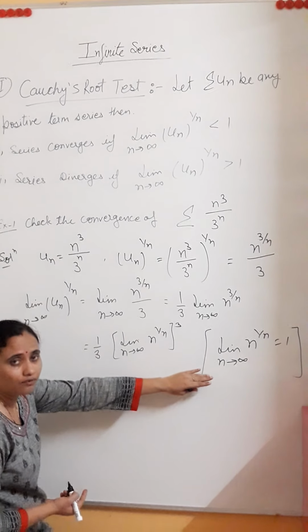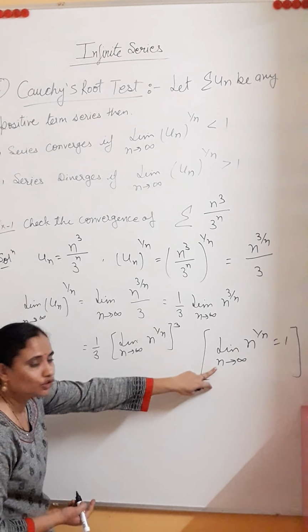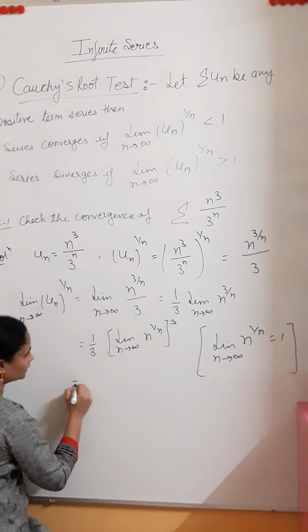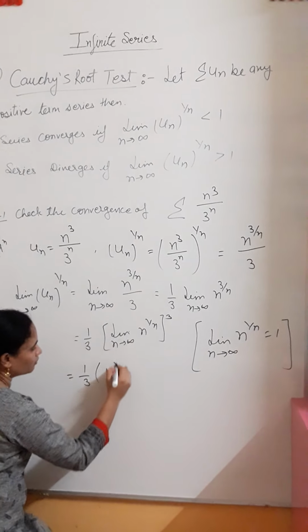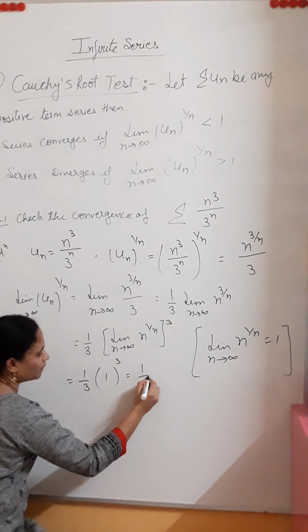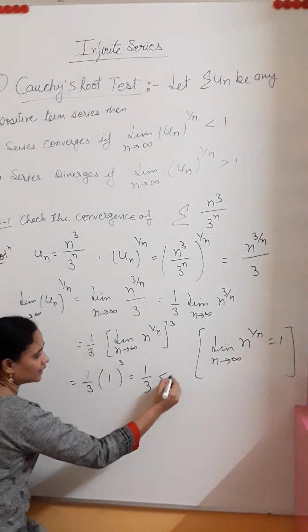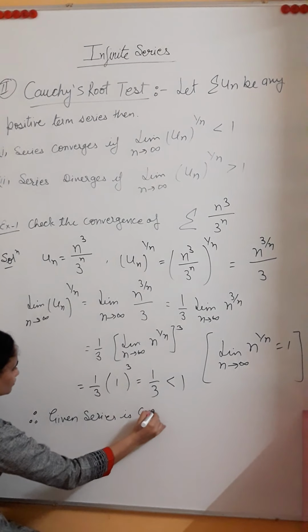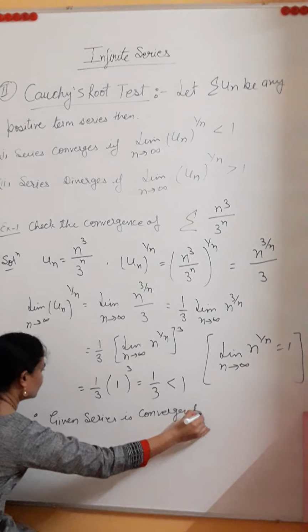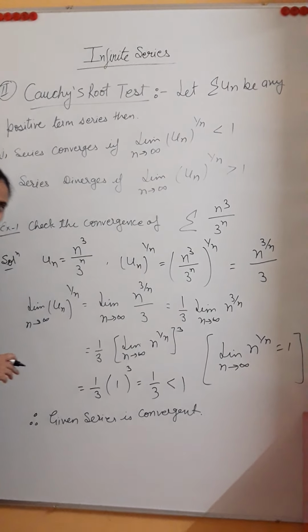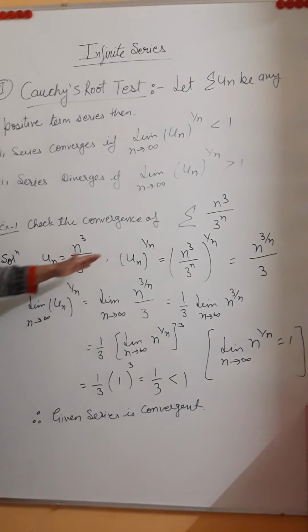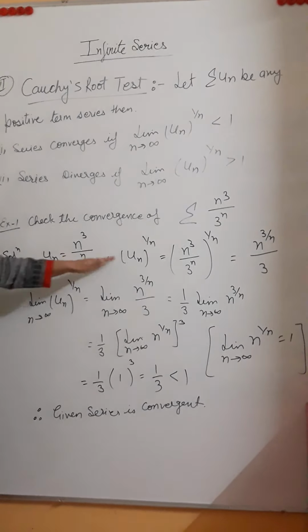This is a standard value you can remember, or you can find it using L'Hospital's rule. I am sure everyone knows what L'Hospital's rule is, so using that you can verify this and check the value, or you can use it directly. So this is equal to 1 by 3 times 1 power 3, that is 1 by 3. 1 by 3 is less than 1. Therefore we conclude that the given series is convergent. So in this case you have to take the nth root, that is why it is known as the root test, and you need not find the n plus 1th term. Directly you can take the nth term and check the convergence.